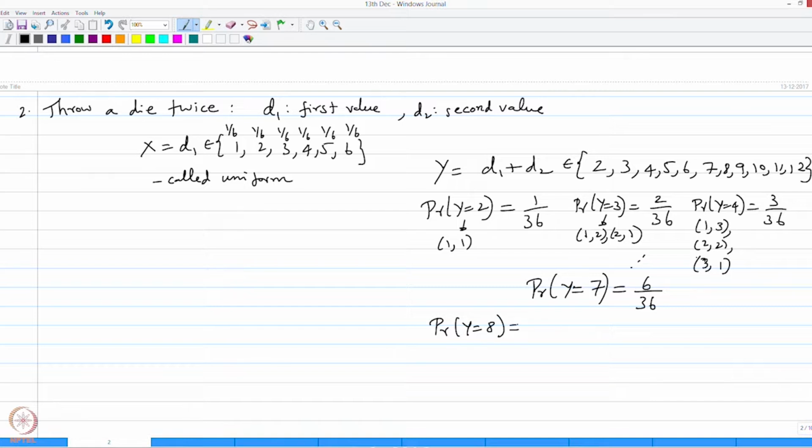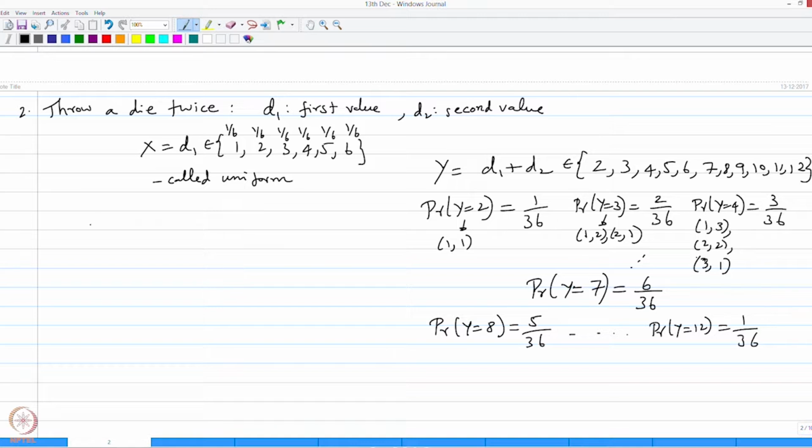Now, y equals 8, what will happen? It will actually reduce, it will become 5 by 36. Why? Because all 6 possibilities are not there for the first one. If the first toss resulted in a 1, you can never have a sum of 8. So, the first toss should be at least 2. So, you have only 2 to 6 for the first toss. So, you have 5 by 36. Likewise, all the way till probability of y equals 12 and that will become 1 by 36 again because it is 6 comma 6. So, this is a way to compute these probabilities.